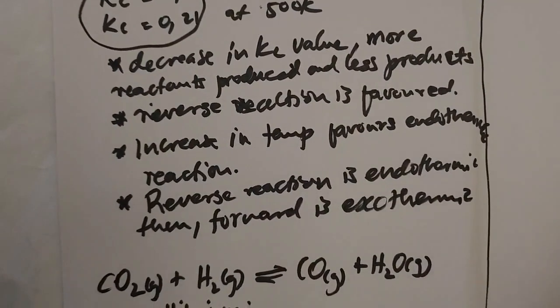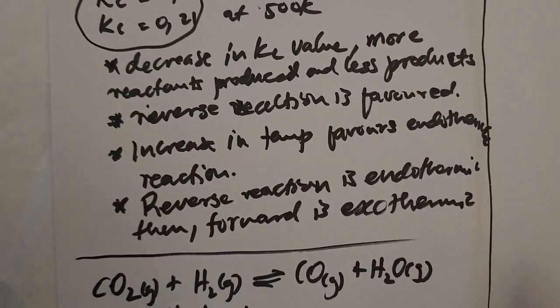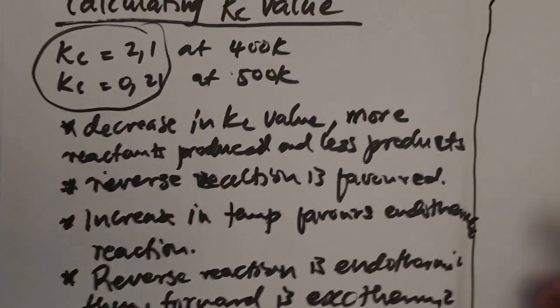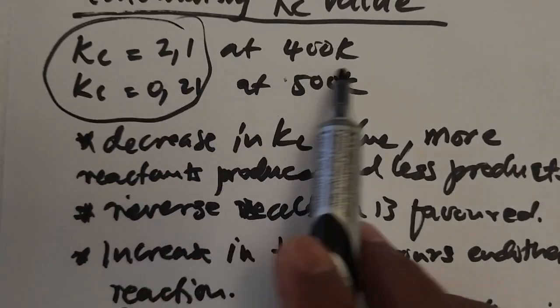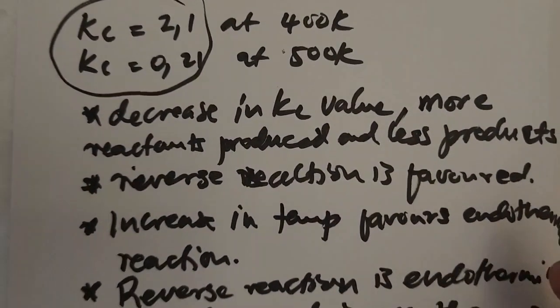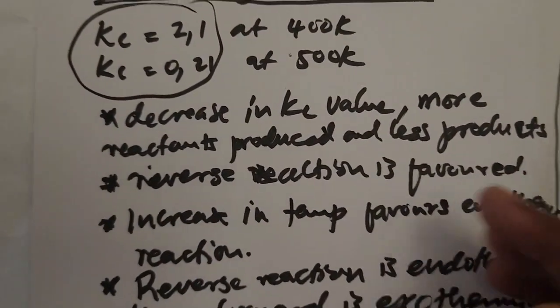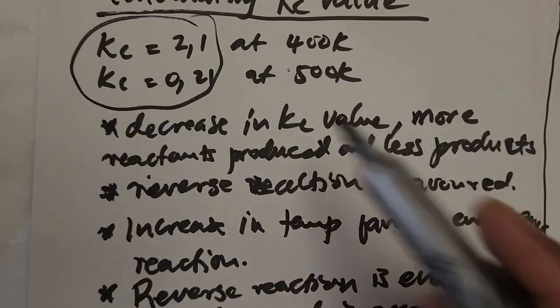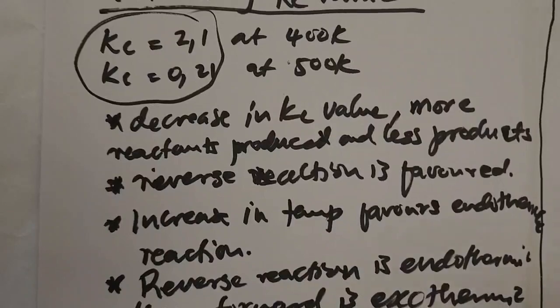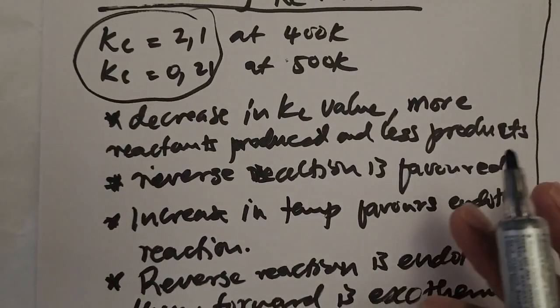That will be the 4-mark question, asking you to say if your Kc is 2.1 at 400 and is 0.21 at 500, is the forward reaction exothermic or endothermic? You can start now. Increase in temperature is favoring the reverse, therefore forward is exothermic, and then you explain. That will be the case.